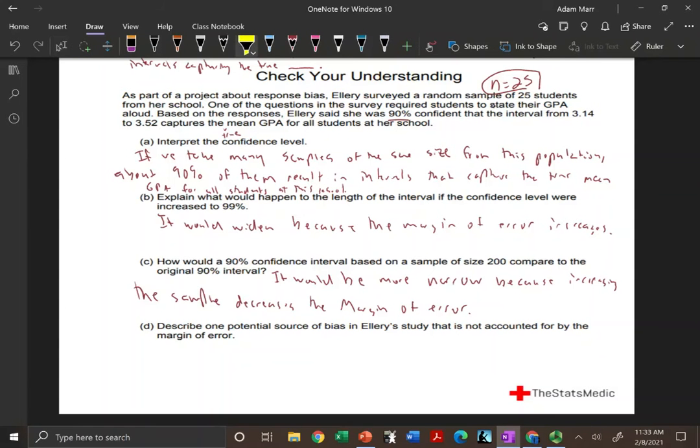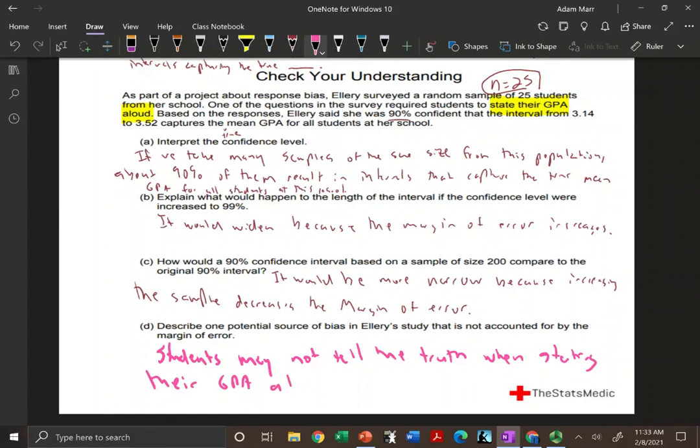It says right here, state their GPA aloud. That's a source of bias right here. Some students may not tell the truth. So one potential source of bias is students may not tell the truth when stating their GPA aloud. That is one source of bias right there.